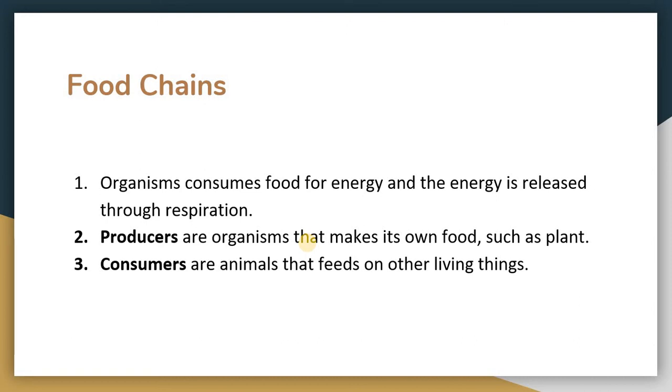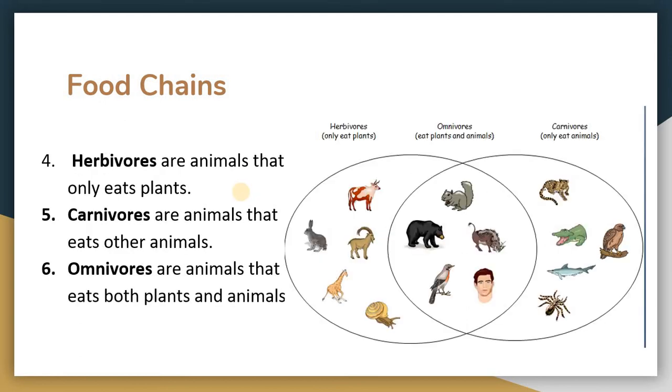Whereas consumers are actually animals that feed on other living things. So in the food chain, remember, there is a producer and there is a consumer. So let's look at some keywords in a food chain. First of all, herbivores. So herbivores are animals that eat only plants. They only eat plants, all right? So in this diagram here, you have a cow, you have a giraffe, you have a goat. So these animals feed on plants only.